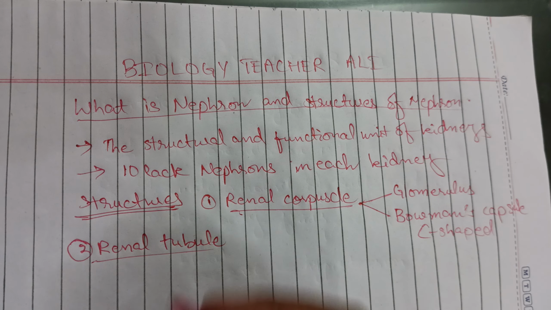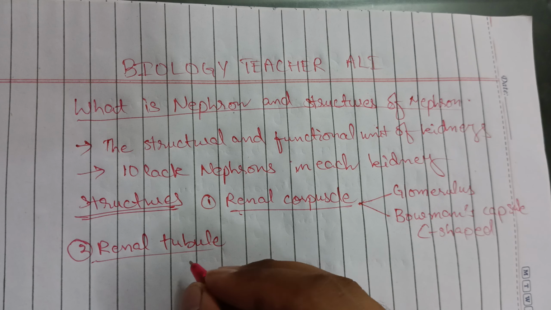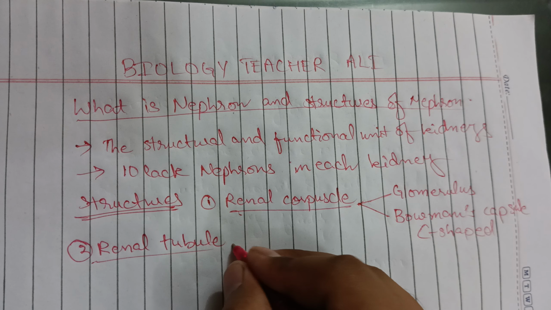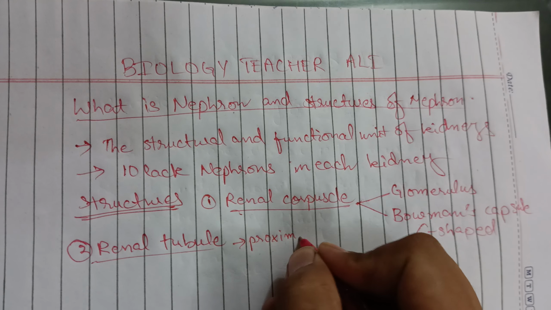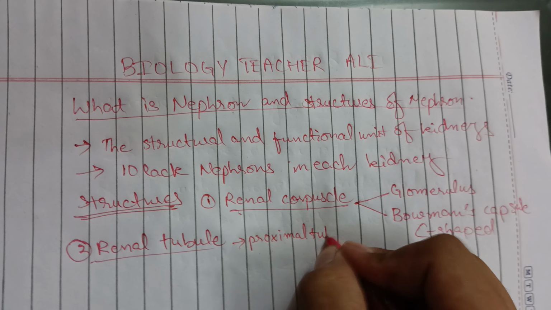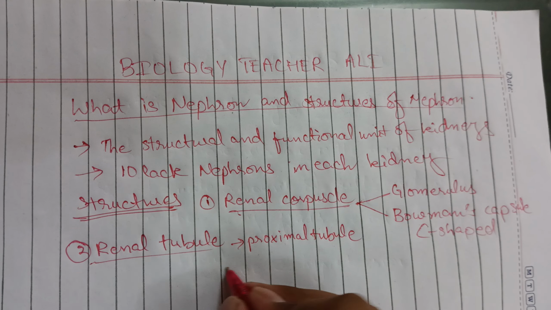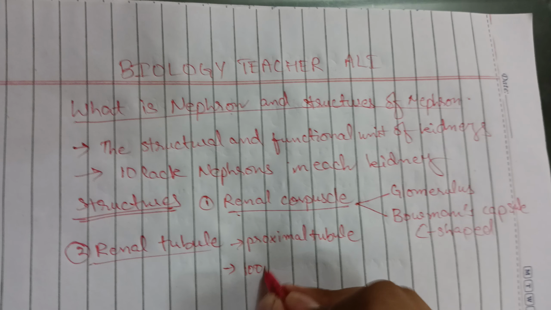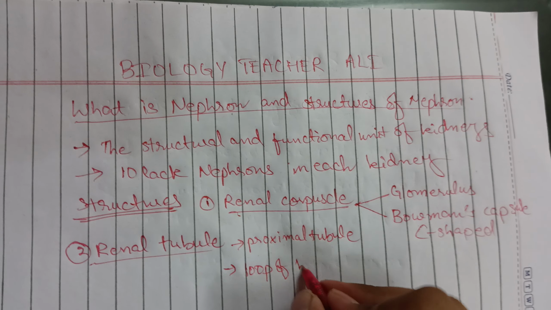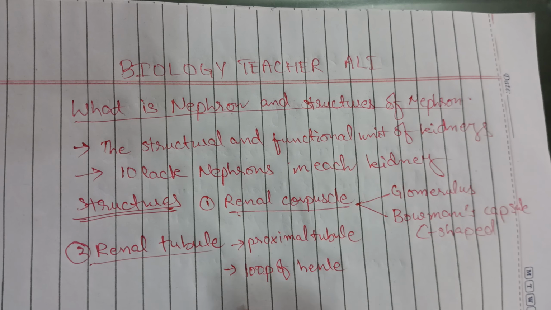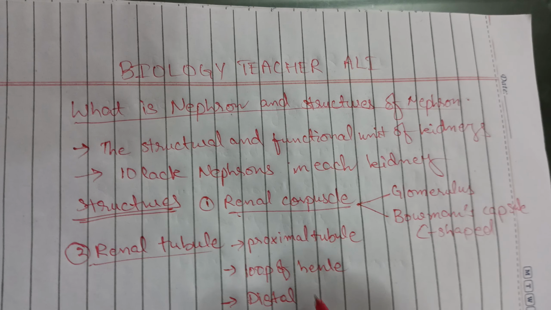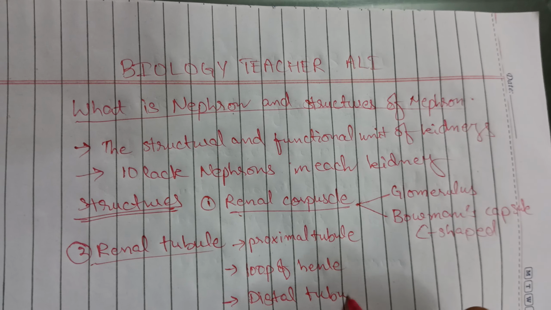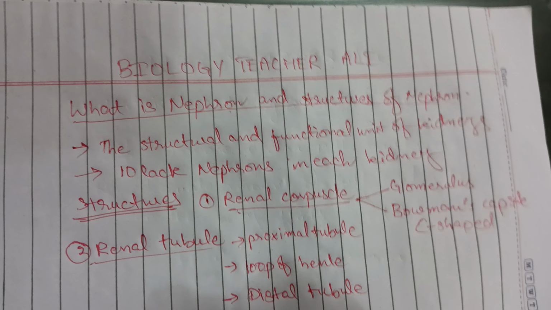Now the second part of our nephron is the renal tubule, which consists of the proximal tubule, the loop of Henle, and the distal tubule. There are various functions of these three parts.